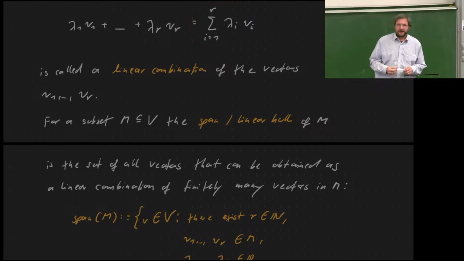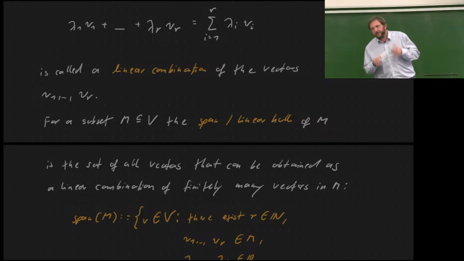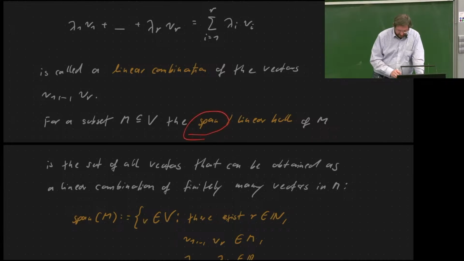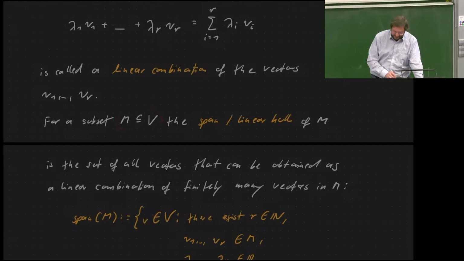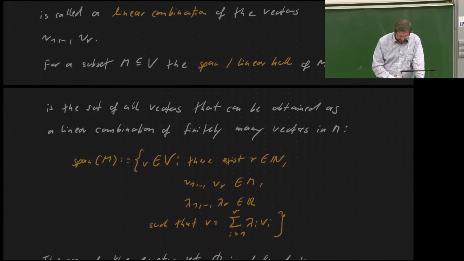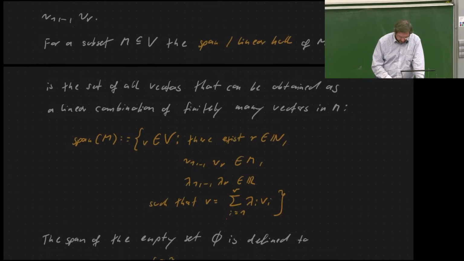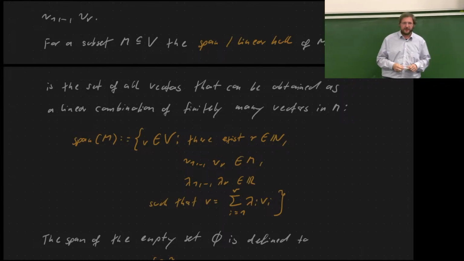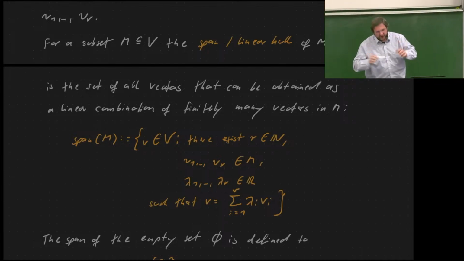We frequently need the set of all possible linear combinations of a set of vectors. That also gets a name, and we call it the span. For any finite subset of vectors, the span is defined as all expressions of these vectors that look like this, all possible linear combinations. Take all possible multiples, take all possible sums, that's the linear hull, or span.